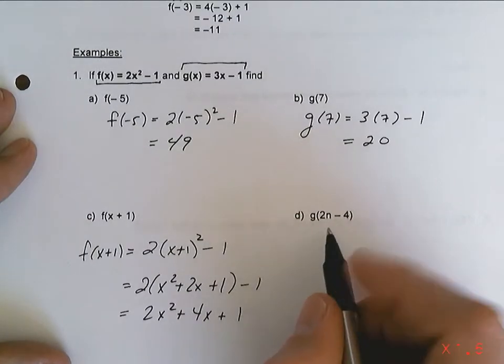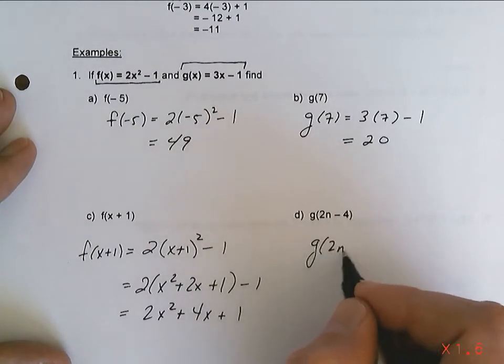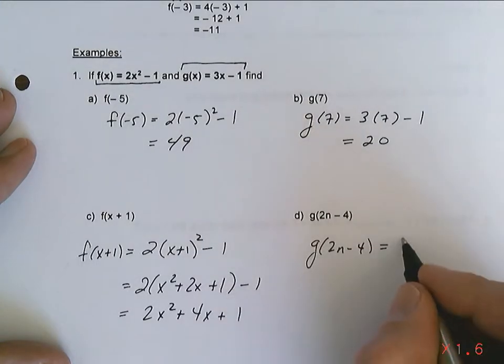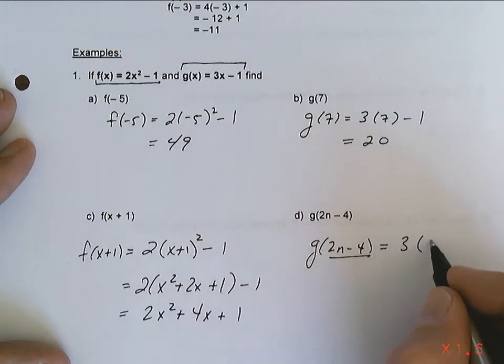And over here, so it's g of 2n minus 4. So instead of putting in an x, we're going to put in a 2n minus 4.